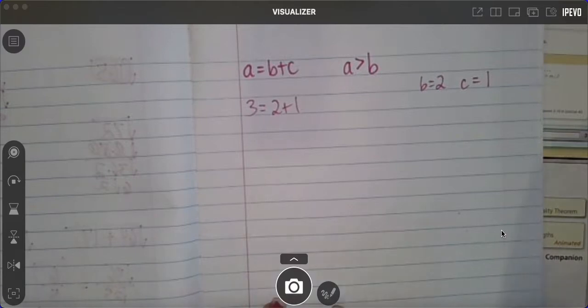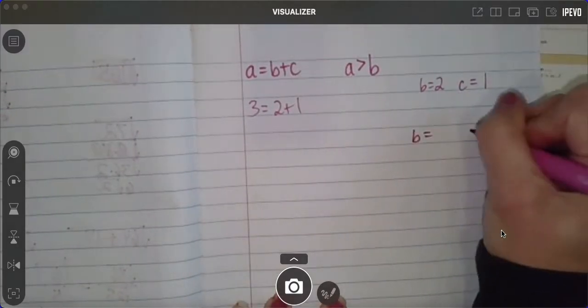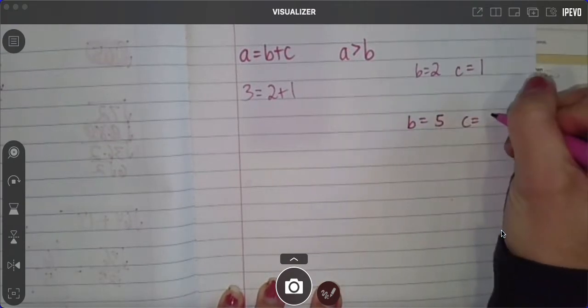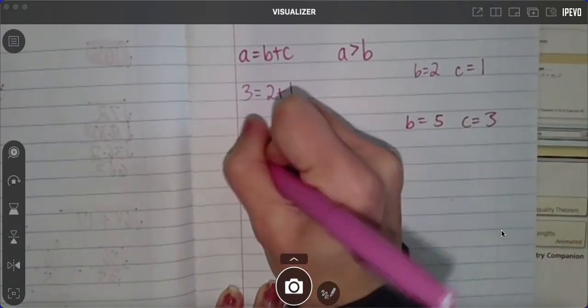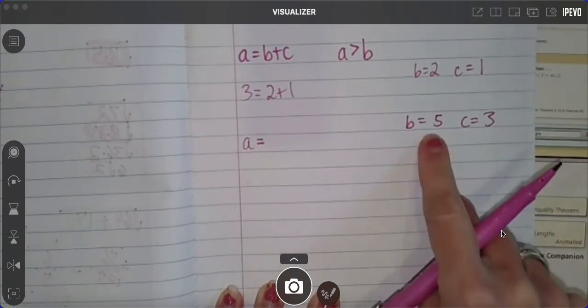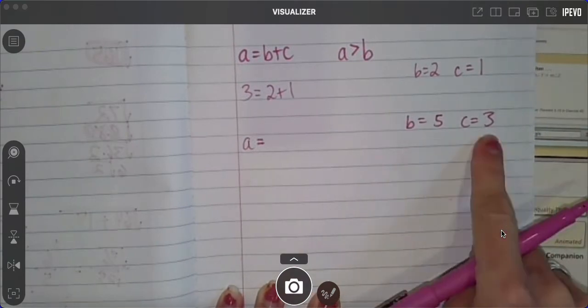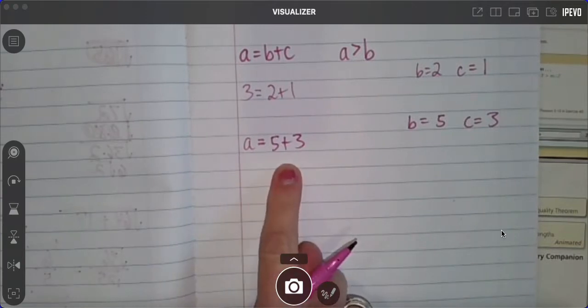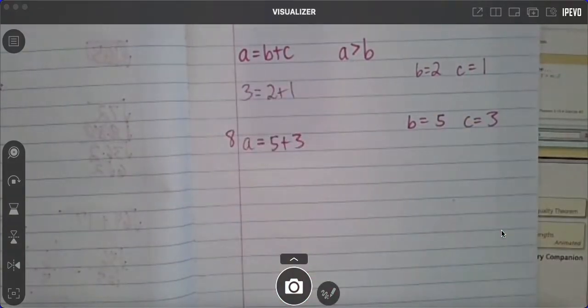Let's do another one. Let's pick 2 numbers for B and C. What are they? 5 and 3. So is A going to be bigger than B? What is B plus C? 5 plus 3. So is A bigger than B? Yeah, it's 8. Okay, so it's bigger than B. It's because you added a number to B.